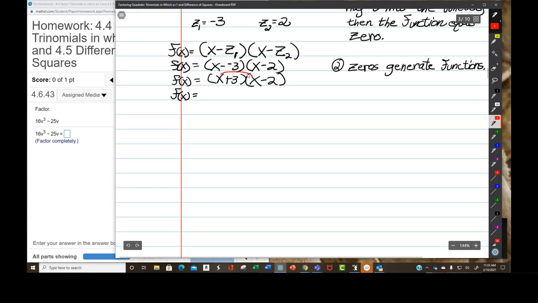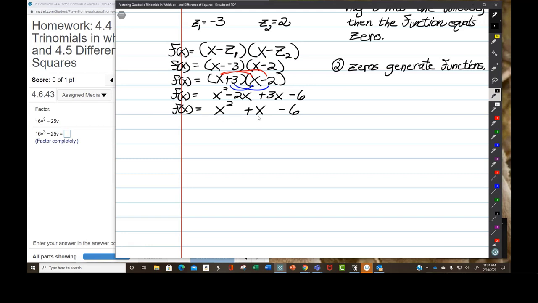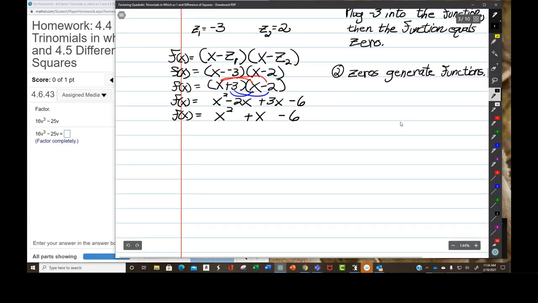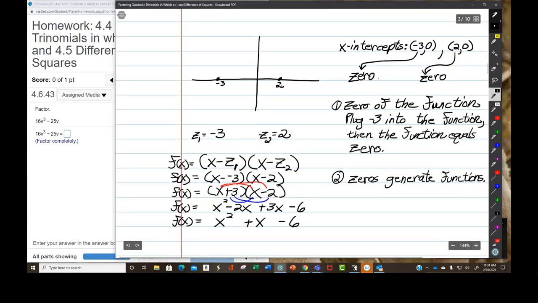So x times x, x times minus 2, positive 3 times x, positive 3 times negative 2, or minus 6. That will give me x squared minus 2x plus 3x minus 6. That'll give me x squared plus 1x minus 6. This is the function that was generated from these zeros.